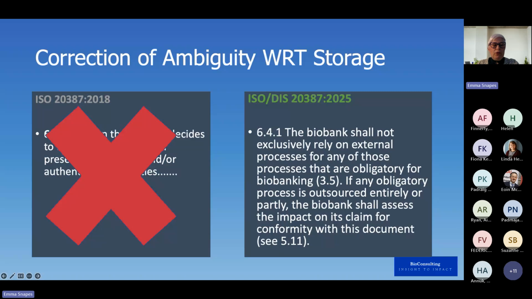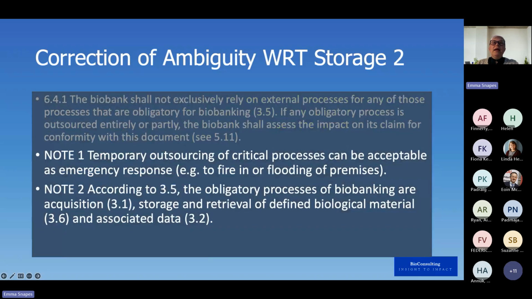5.1.1 is to do with the claim of conformity. And this allows for situations where it might be necessary for some or all of the declared biological material to be stored by an external provider, such as for the duration of an emergency. And just to show you, looking again at the same clause, we can see that there are two notes that help to clarify exactly what the obligatory processes are, and when external storage or other core processes might be acceptable, subject to meeting the requirements related to the external services within the document.